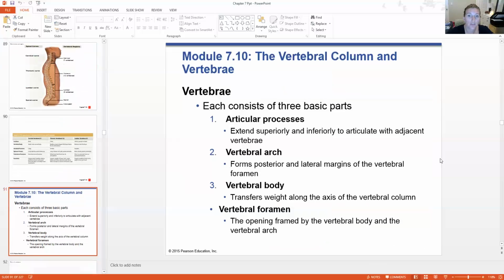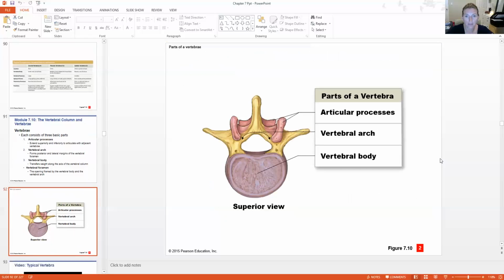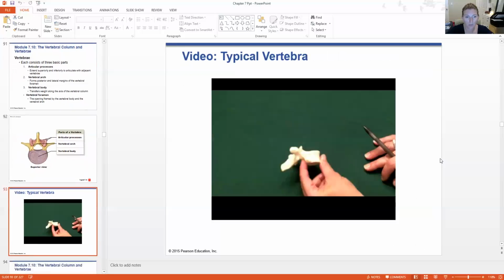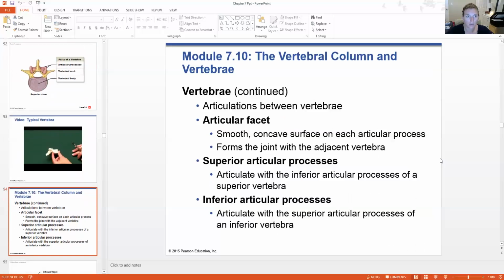So each vertebrae has 3 basic parts: an articular process, a vertebral arch, and a vertebral body. The vertebral foramen varies in size depending on where the vertebrae is from. There they are. Here's a video which you can look at on your own on Mastering A&P. So again, the vertebrae are articulated with one another through what's called an articular facet. This is the concave surface on each of the articular processes. This forms the joint of the adjacent vertebrae.